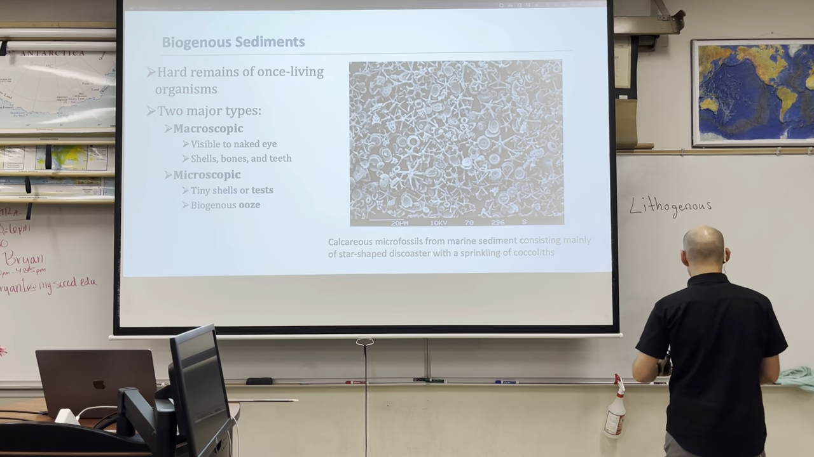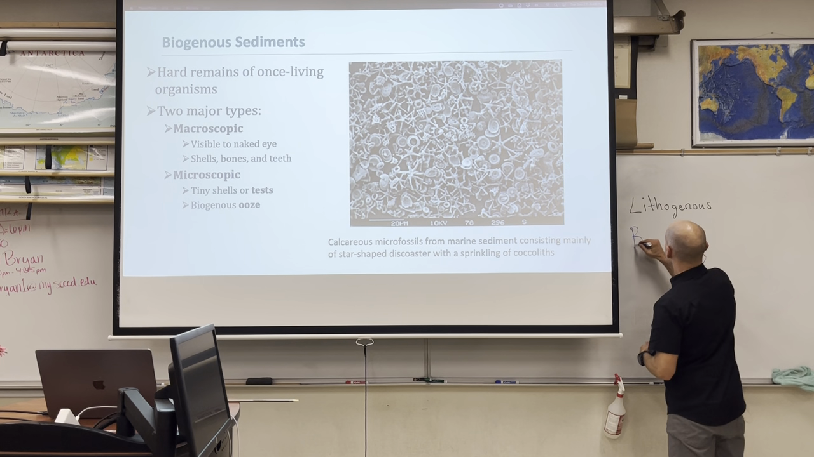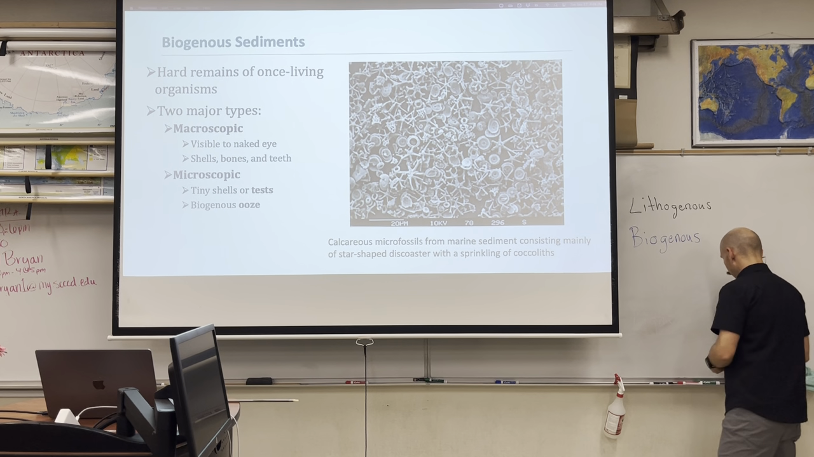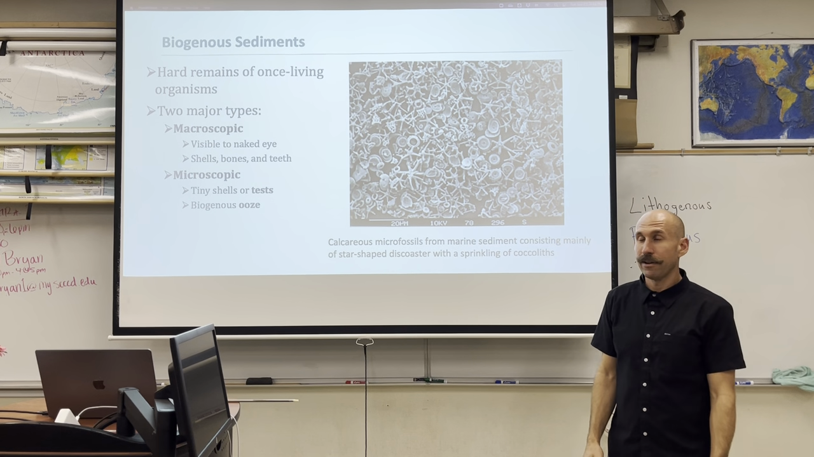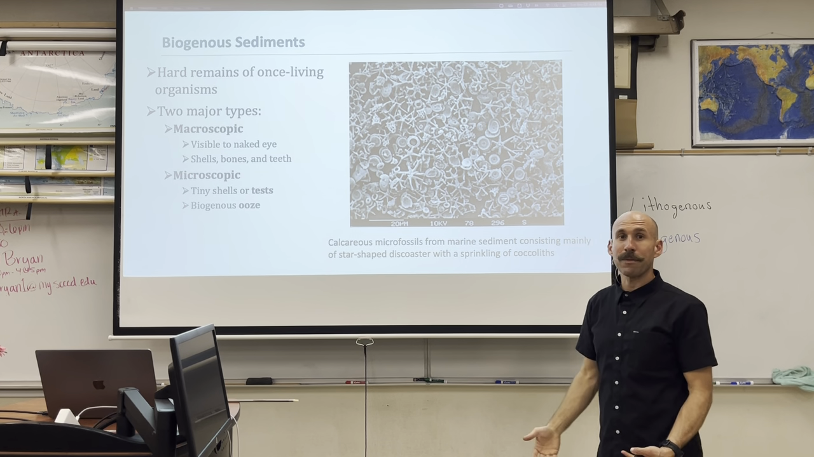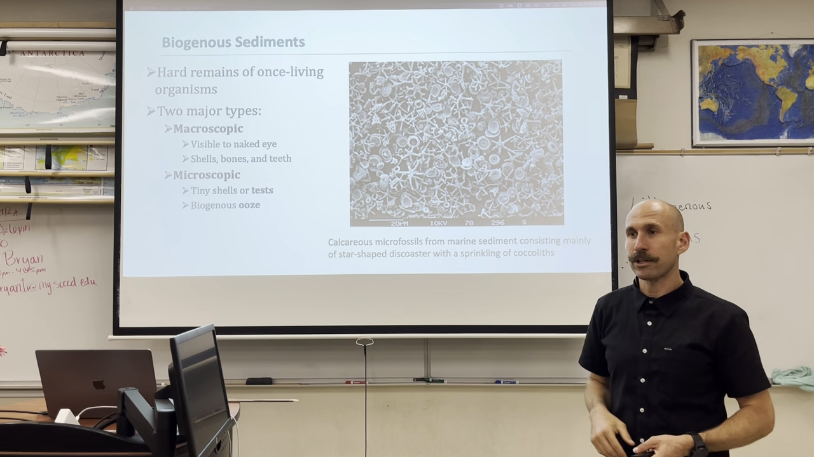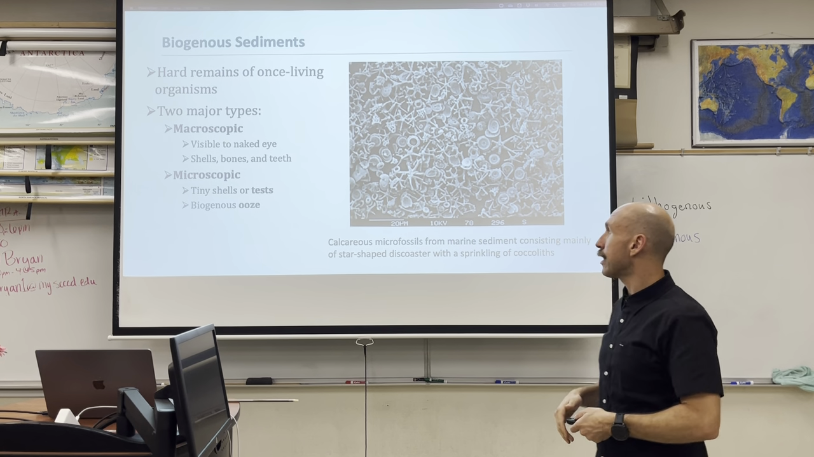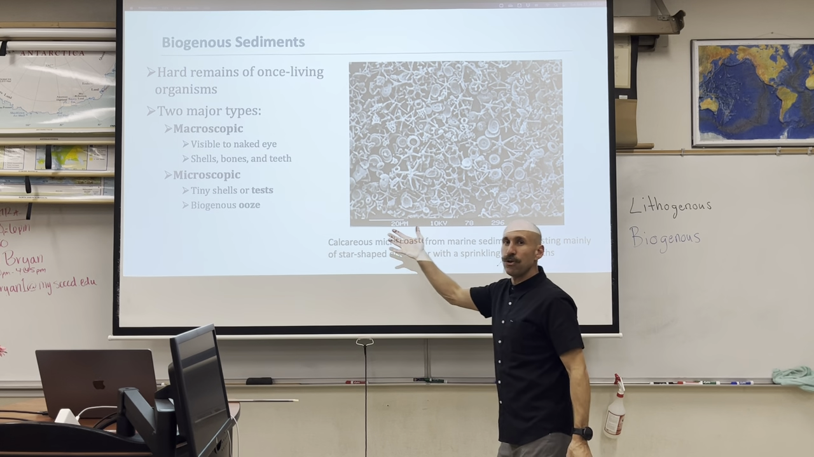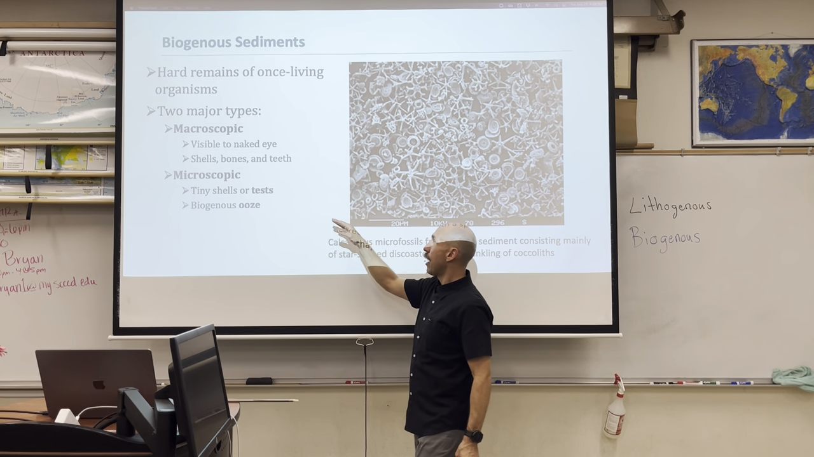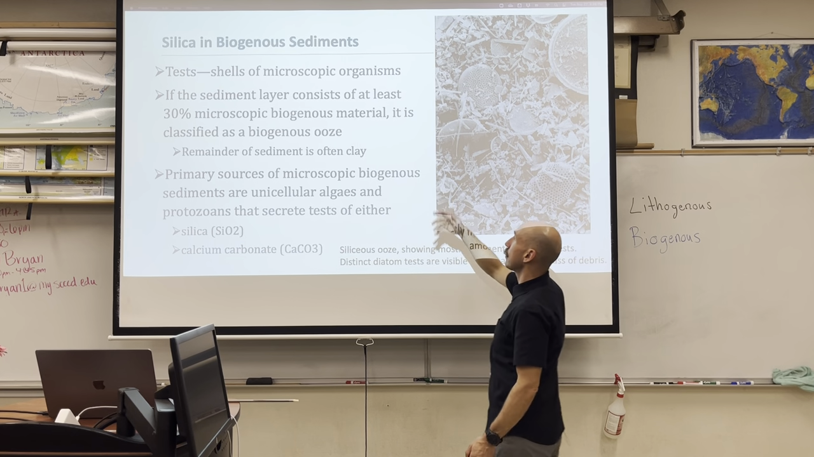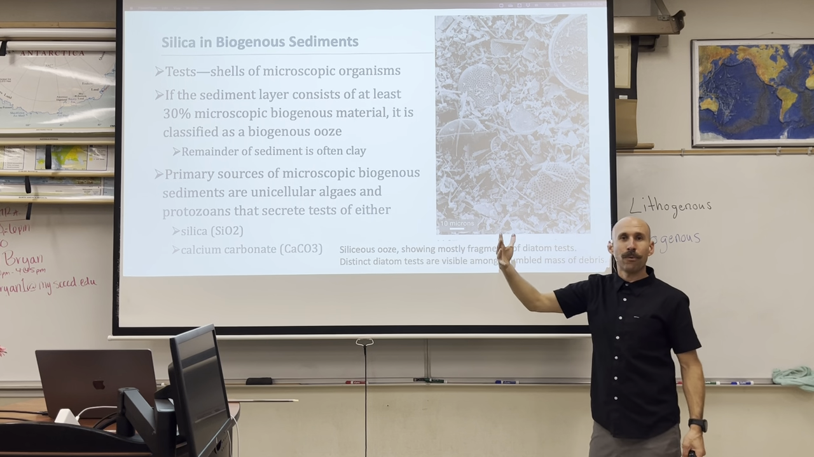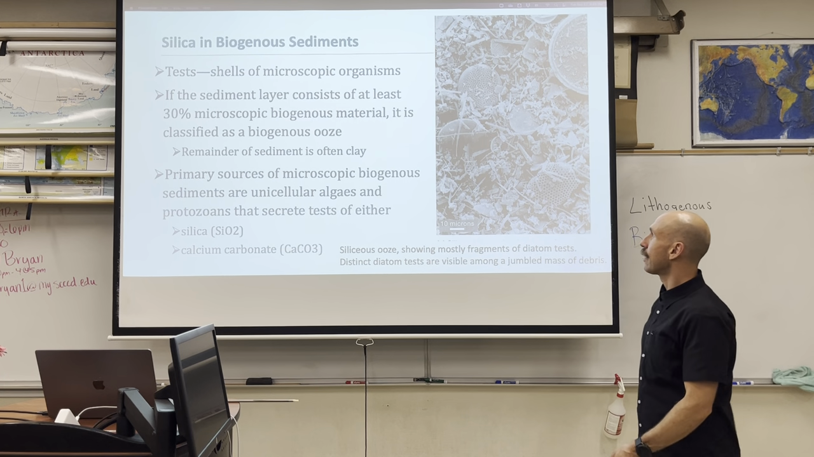So our second type of marine sediments is biogenous. Bio means life. So these are sediments that come from living organisms. Two types: macroscopic, bones, shells, teeth. Microscopic, meaning you and I can't see them, creating biogenous ooze, the technical term actually, and tiny shells or tests. A test is the shell of a microscopic organism, and here we can see they come in fanciful shapes and sizes.